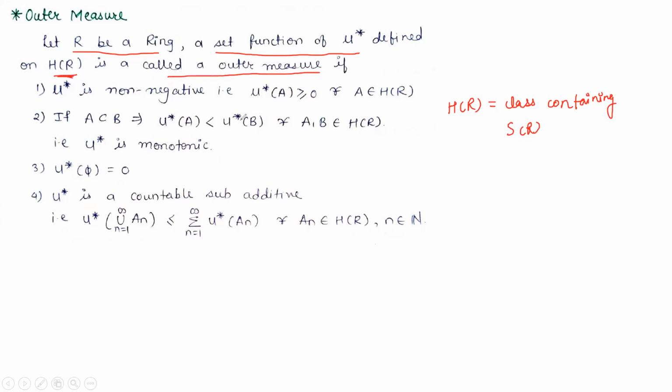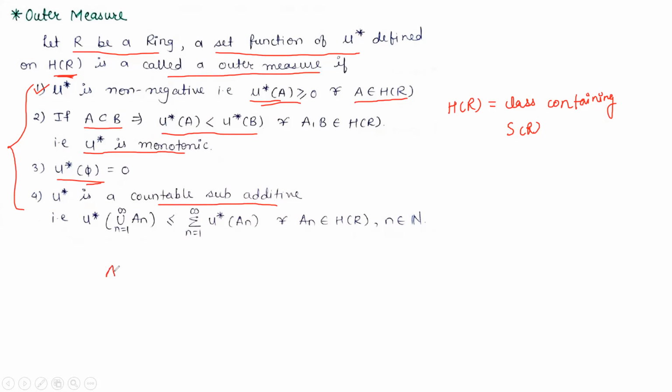It is called outer measure if four conditions are satisfied. First, mu star is non-negative, that is, the outer measure of any set A is greater than or equal to 0 for that set A belonging to H of R. Second, if A is a subset of B, then the outer measure of A is less than or equal to the outer measure of B for A, B belonging to H of R, which also means that this outer measure is a monotonic function. Third, the outer measure of an empty set is equal to 0. And fourth, the outer measure has the countably subadditive property.